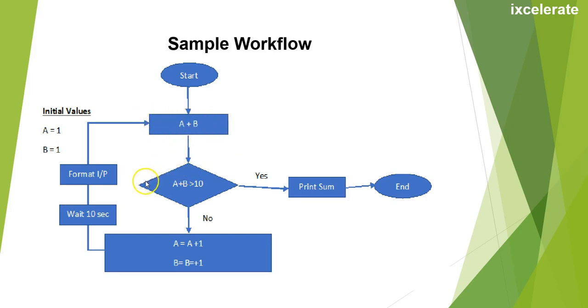The second decision box here, where we are checking if the sum is greater than 10 or not, would be implemented as a decision or a choice state inside our step function. And then these blocks right there, in which we are incrementing the numbers a and b by 1, would again be a task state.